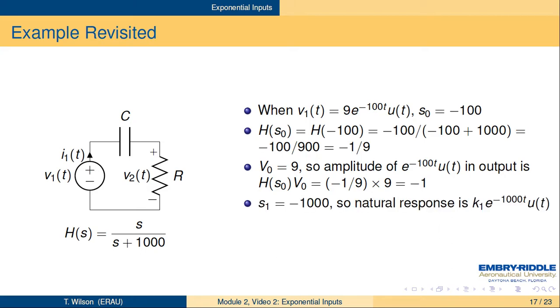The natural response is going to be something times e to the minus 1,000t, but we saw earlier that when the natural pole frequency was bigger and the time constant faster than the input pole frequency, the natural response goes away and we're just left with the forced response. So that's why we start to focus on this, being able to say H of s naught and look at the forced response, because in the long run, the forced response is going to matter more than the natural response very frequently.